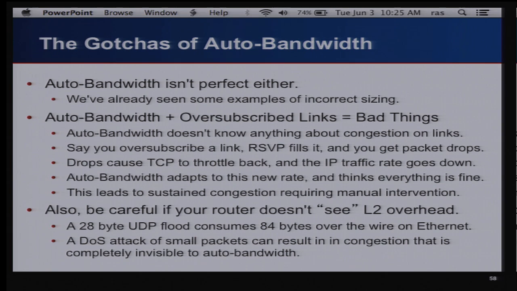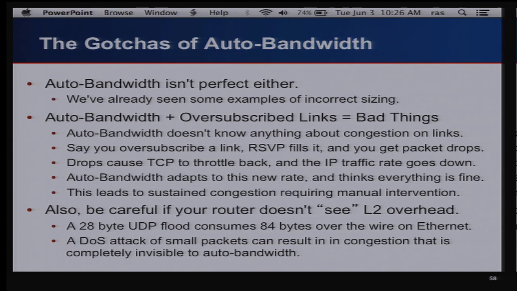Another thing to be careful of, there's a lot of routers that don't see layer 2 overhead. So for example, this is a big problem with Junipers. Any of the Juniper M, MX series boxes, when you forward that 28-byte UDP packet and it consumes 84 bytes on the wire, the router doesn't see that. And it has to do with the original architecture of the M series, where the PIC stripped all the layer 2 headers before it ever made it to something that could count. And that's not the case today, but they've never actually fixed it in software.